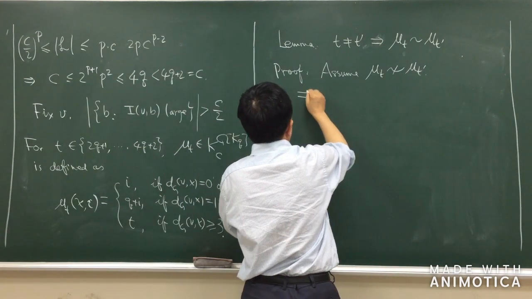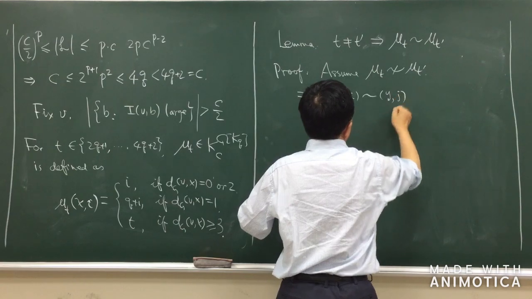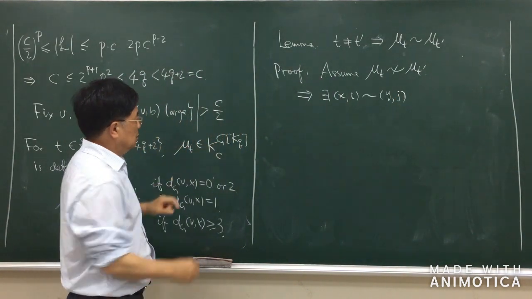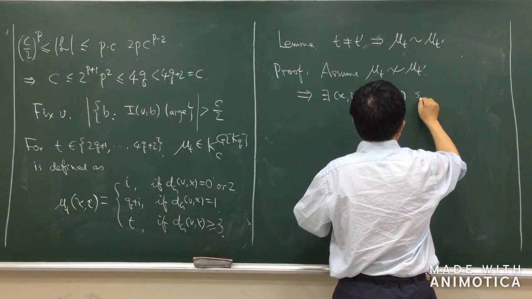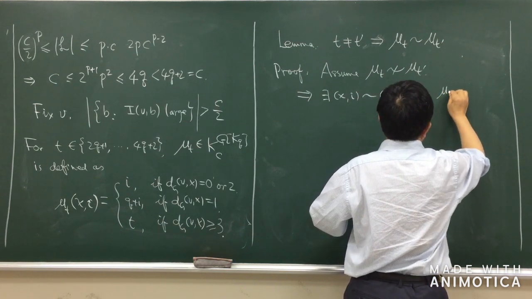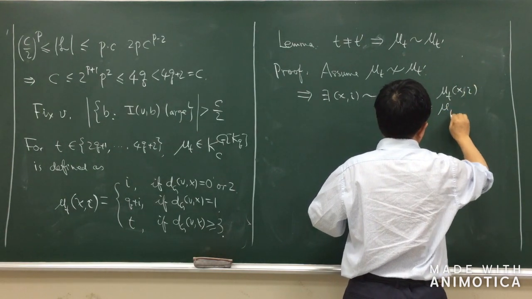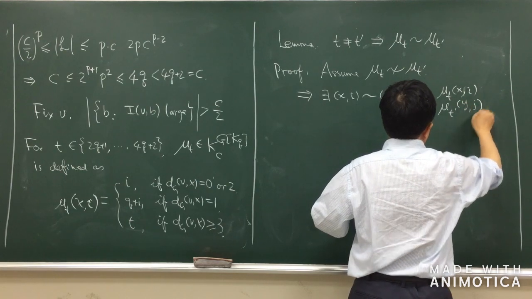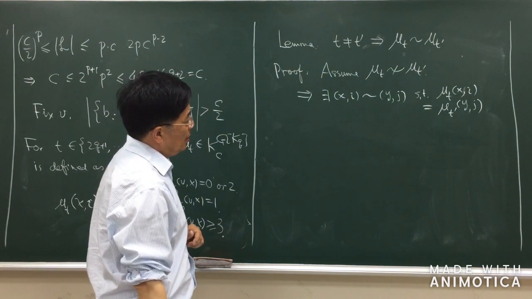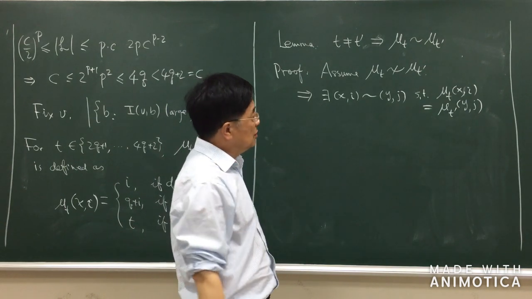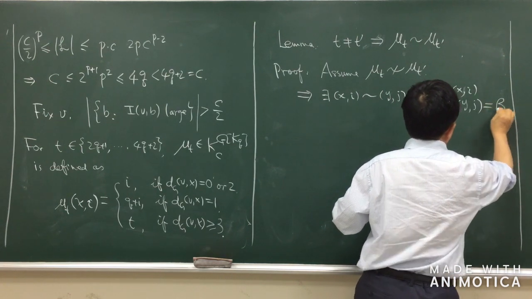This means that there exists an edge xi adjacent to yj in this GQ, in this next scopial product of these two graphs, such that mu t of xi is equal to mu t prime of yj. Okay, so this is by definition why it is not adjacent. Now, let's name this color. Let's name this color beta.